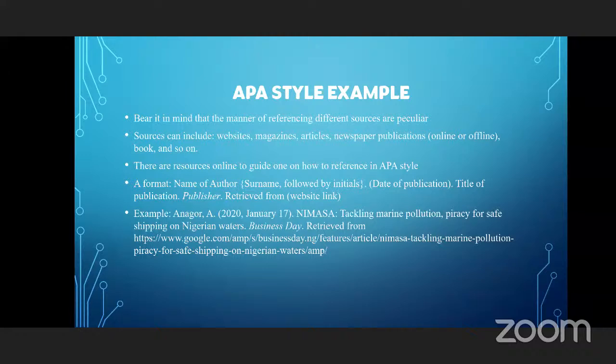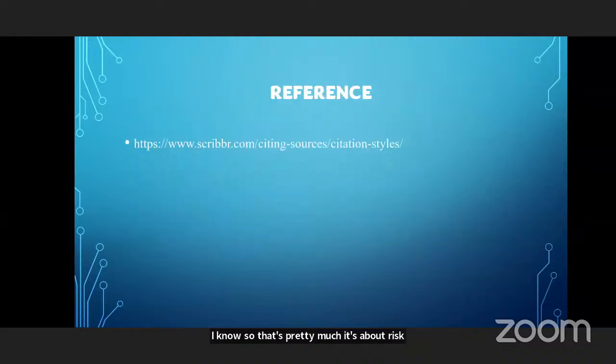So I think I stated somewhere up there that for newspaper publication, it can be either online or offline. And I'm pretty sure there are a lot of us that haven't touched newspapers in some years now. So you most likely use the online version of the newspapers. So you put the link that you got it from and all. So that's pretty much it about researching and referencing. So I would love to have your questions now.